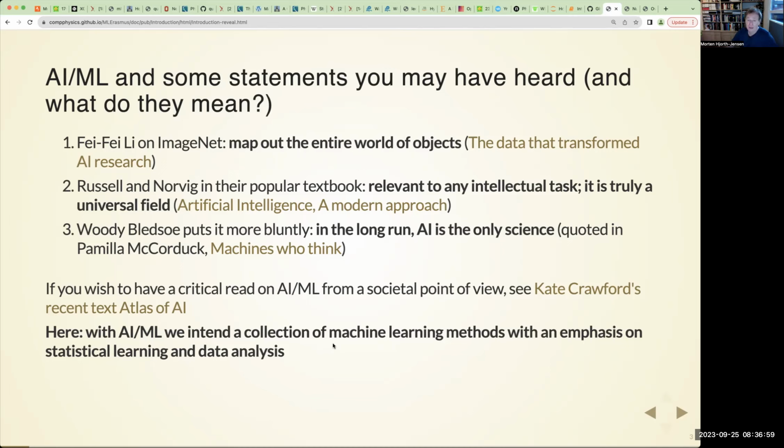If you also want to have a critical read on how machine learning is being applied in society in general, take a look at Kate Crawford's text. It's a recent book called Atlas of AI. She's a sociologist, a professor in sociology, and also part of the leadership of Microsoft. She deals with the societal aspects and implications of machine learning methods.